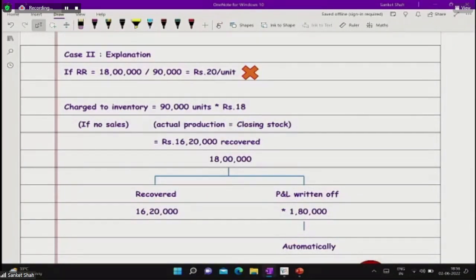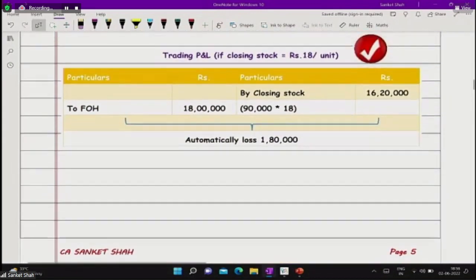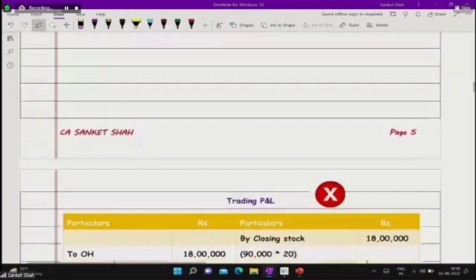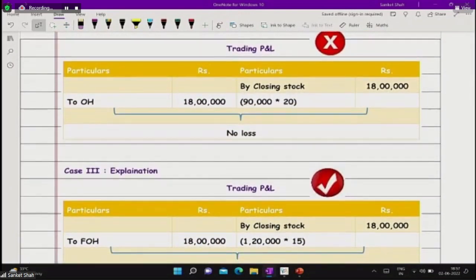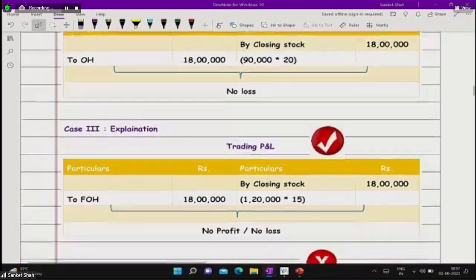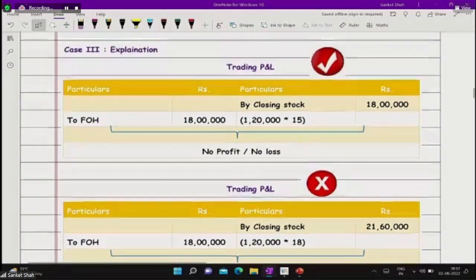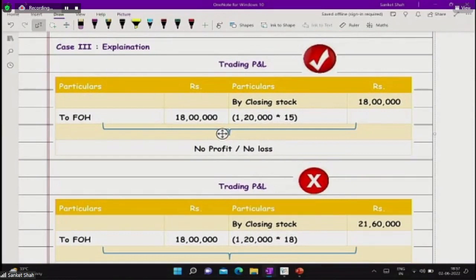It's very simple. Next one, this trading and P&L account you can check here. If you multiply by 18, it's correct. And what is wrong? If you multiply by rupees 20, it's wrong. No loss. So this is not correct. And in case 3 explanation, if you multiply by 15, it's correct. Take a screenshot, but wait.